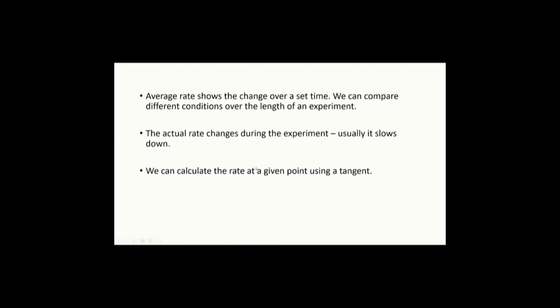So average rate shows us the change over a set time, and we can compare, for example, two experiments. We run them for 10 minutes with different conditions, and we can compare those average reaction rates, and say, well, this one is higher than that one, and therefore this one is a slower reaction rate than that one. And that's useful. But if we want to know the rate at a specific point, because it changes during the experiment, usually it slows down, but there are a couple of exceptions to that, we have to use something called a tangent in order to calculate the rate at any given point.